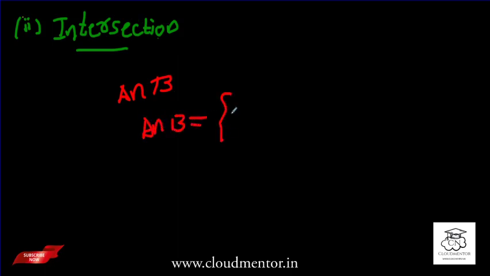A intersection B as x such that x is an element of A and x is an element of B. Here we use AND. There we use OR in the union. Here we use AND.